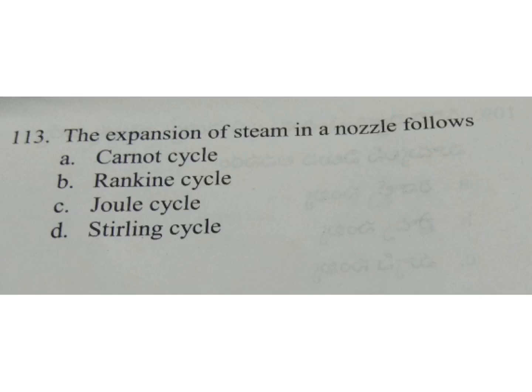The expansion of steam in a nozzle follows: In the Carnot cycle, they use a turbine and compressor, or a piston-cylinder arrangement, either a turbine-compressor arrangement or a piston-cylinder arrangement. Using this, they complete the cycle with 2 isothermal processes and 2 reversible adiabatic processes. So in the Rankine cycle, the expansion of steam in a nozzle follows the Rankine cycle.